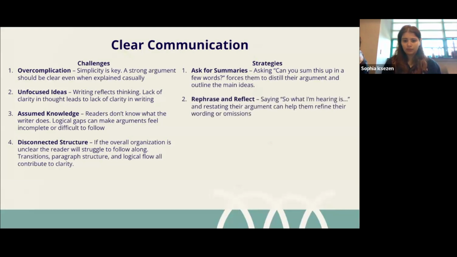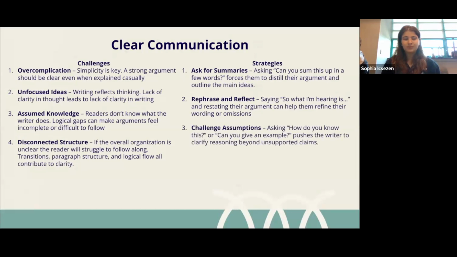Secondly, rephrase and reflect their thoughts. Sometimes hearing their own ideas in a different form helps the writer recognize gaps in clarity. Saying, "So what I'm hearing is..." and restating their argument helps refine their thinking. Thirdly, you can also challenge assumptions. Asking, "How do you know this?" when something feels vague, pushes the writer to clarify and support their reasoning beyond mere assertions.